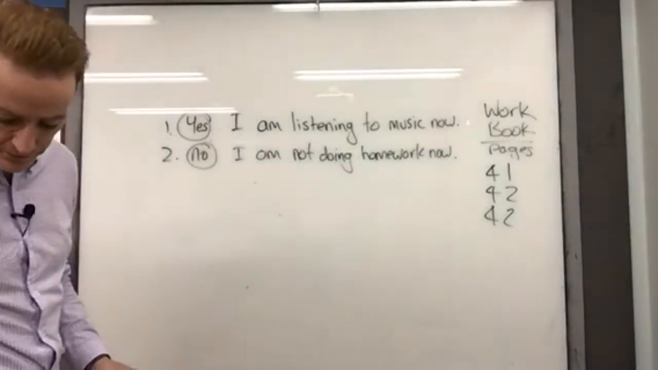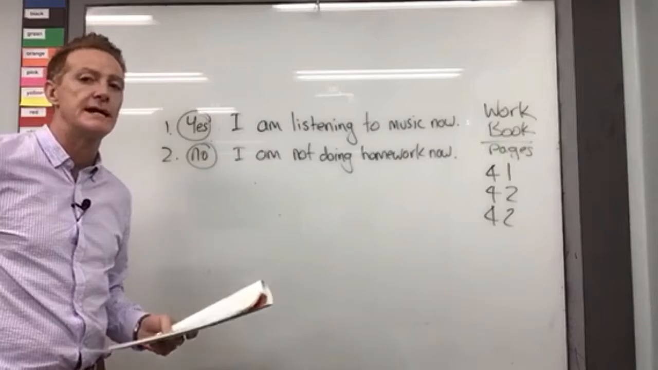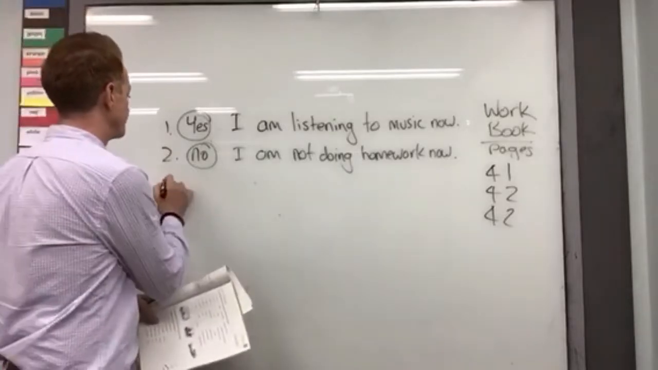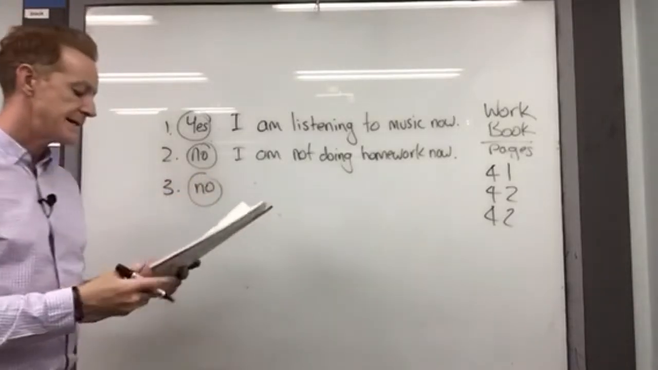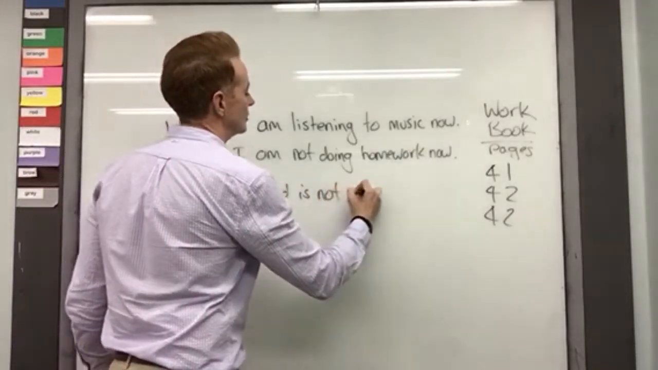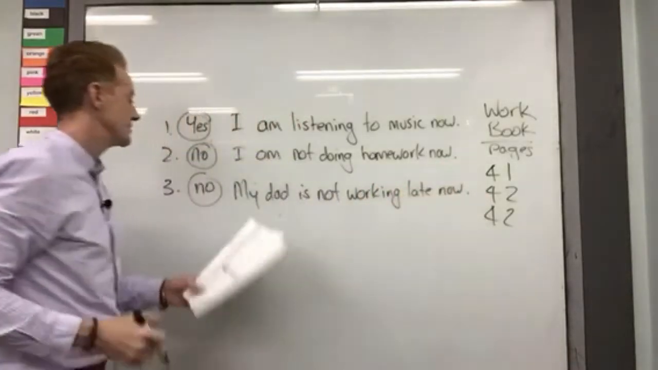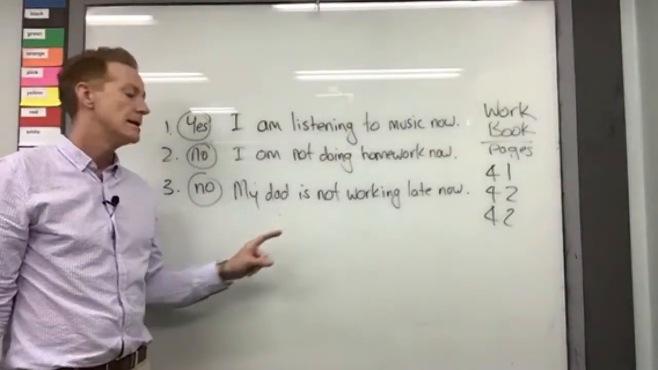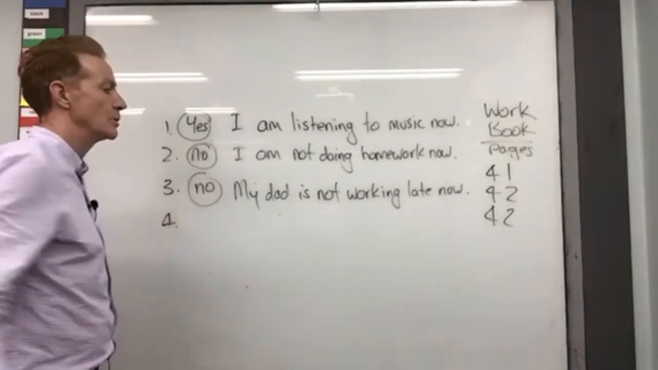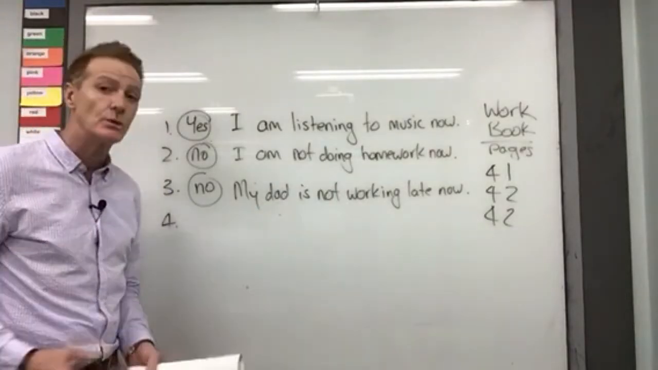Okay, number 3. Number 3 is work late. And this is your dad, my dad. So either yes or no. So let's do no. My dad is not working late now. Okay, so this is no, so make sure it's not happening. If you choose yes, my dad is working late now.